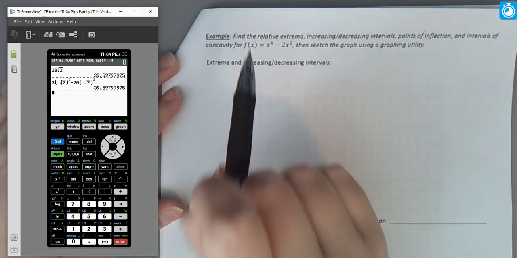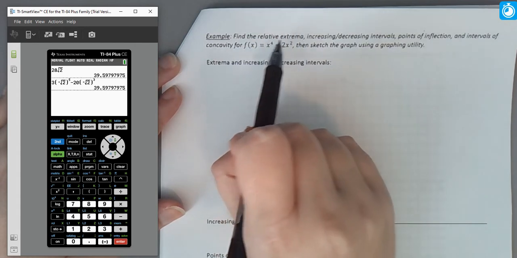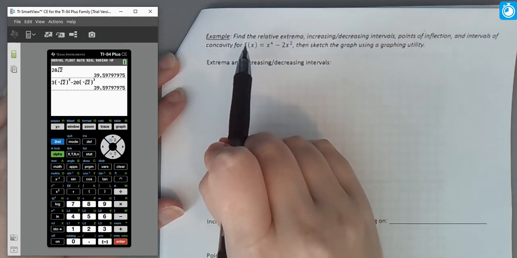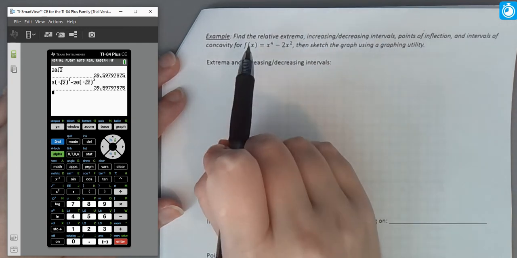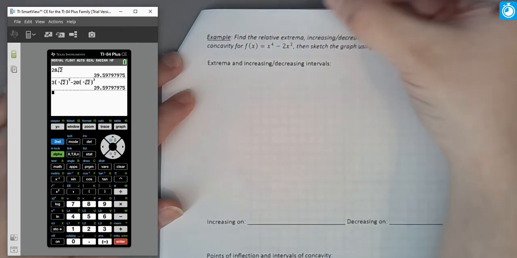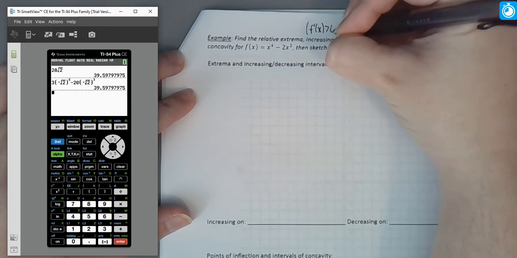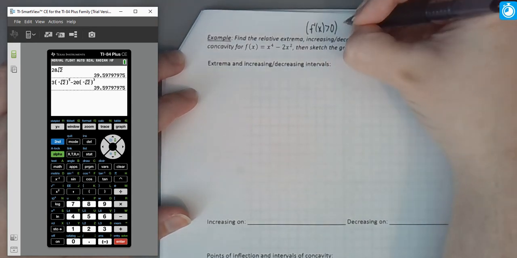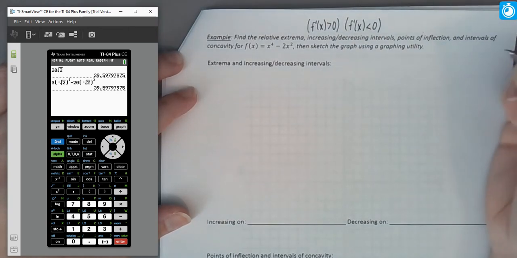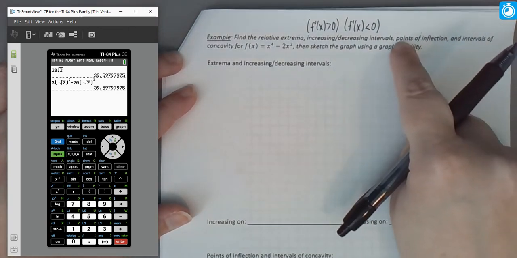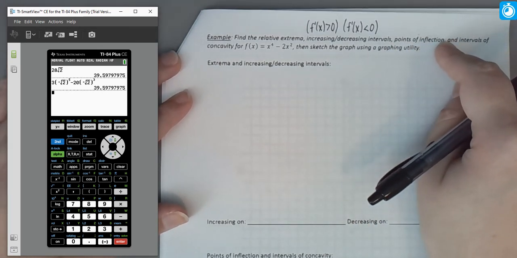Okay, either way, we have to start at the same location. So relative extreme values, okay, that's related to our critical values. Remember, those come from the first derivative. Increasing and decreasing intervals, also related to the first derivative, wherever it's positive. So let's write down what we know about this. Wherever the first derivative is greater than 0, we are increasing. Wherever the first derivative is less than 0, we are decreasing. Points of inflection, remember those occur in locations where our second derivative is 0 or undefined.